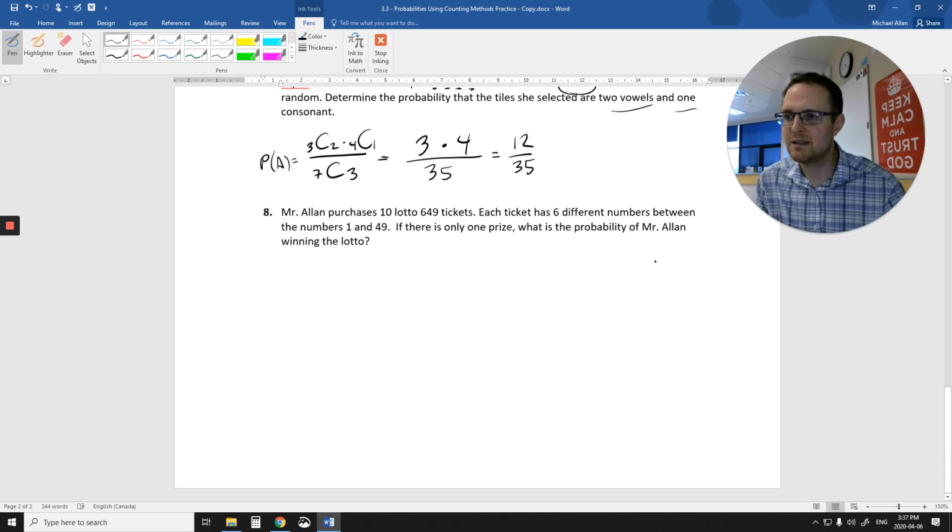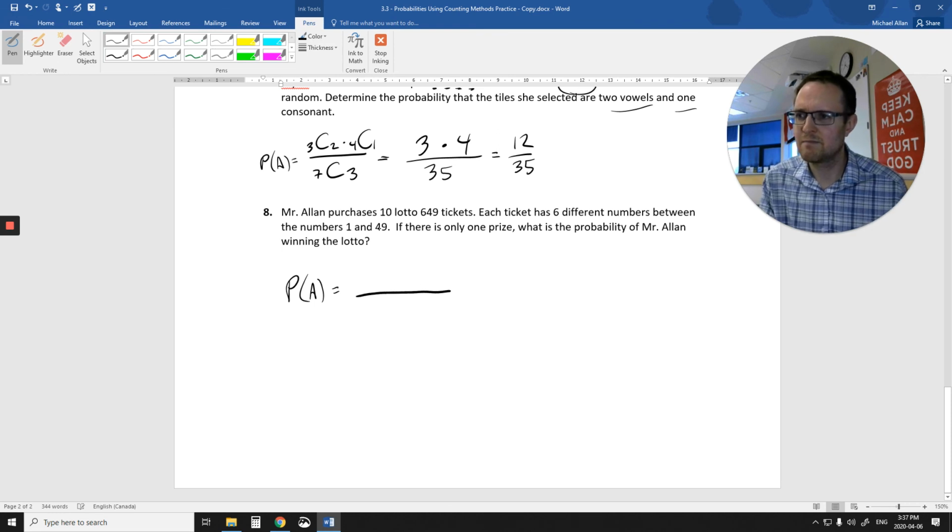Okay. Mr. Allen decides to purchase 10 lotto tickets. Hopefully I can win. I think it's at 70 million at this point during this video. So hopefully. How many favorable outcomes are there? If each of these tickets has 6 different numbers, different combinations, and if there's only 1 prize, what's the probability of Mr. Allen winning? Well, I have 10 tickets. I'm assuming they're all different. So I have 10 chances of winning. Those are my favorable outcomes.